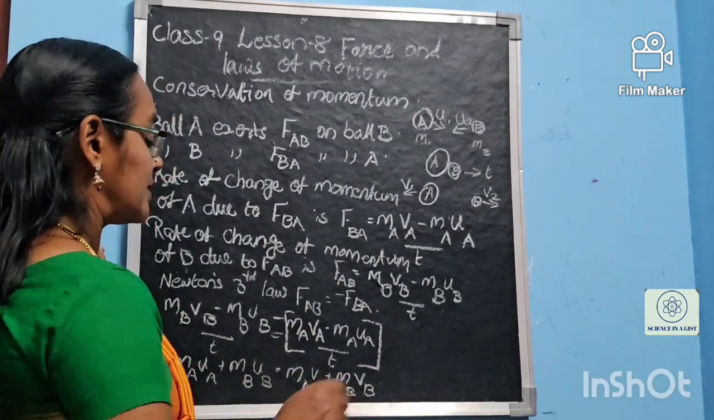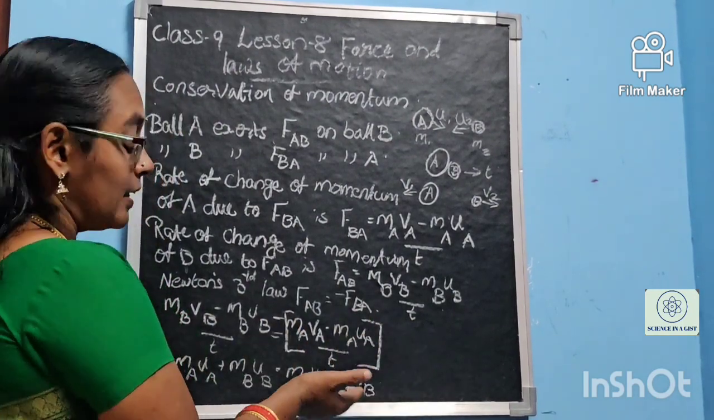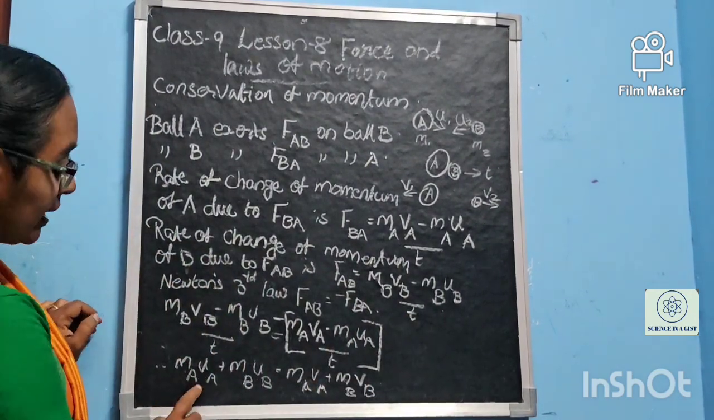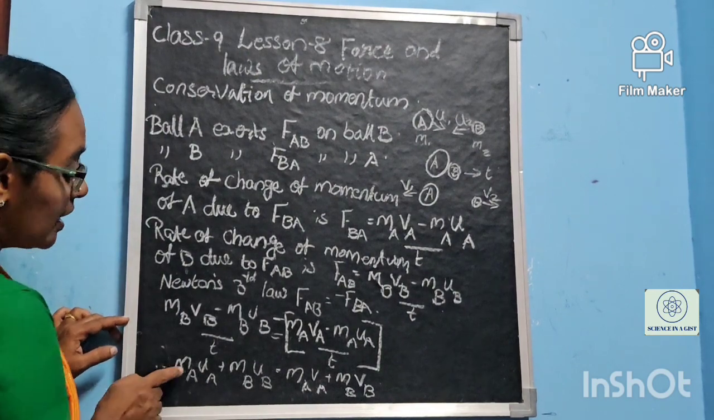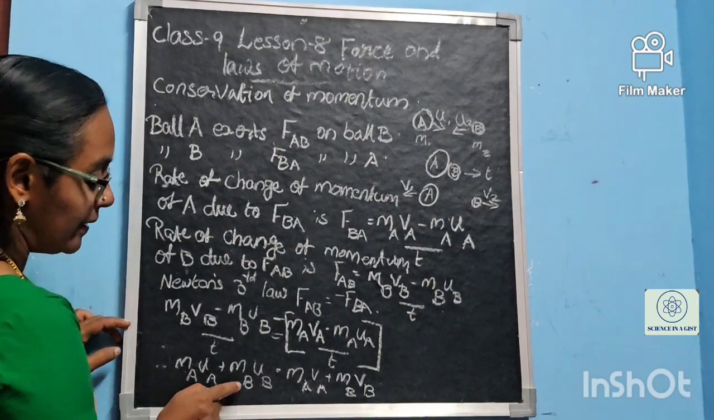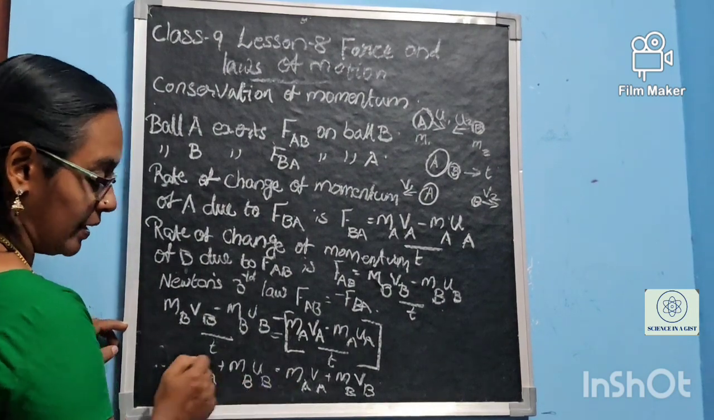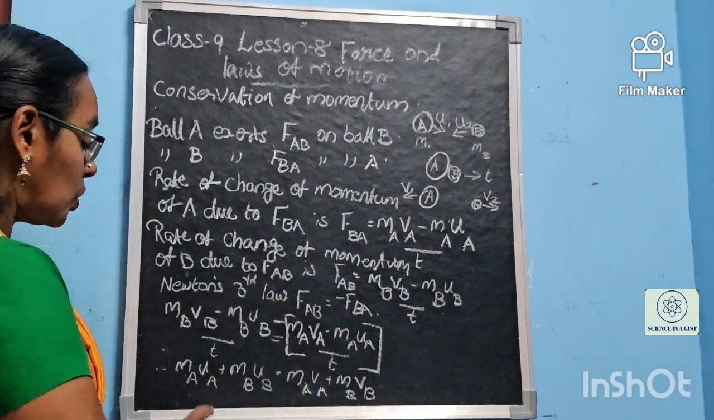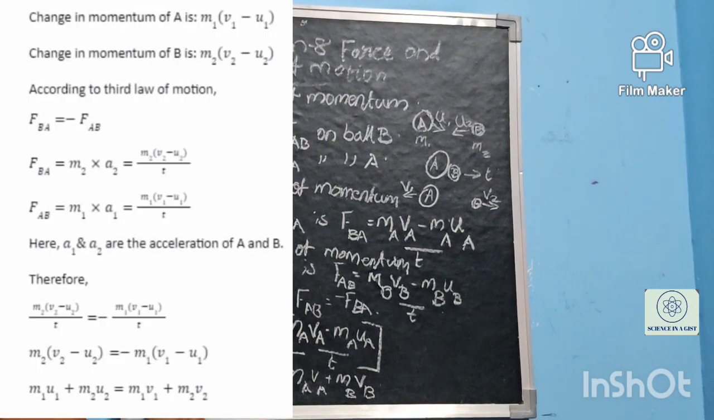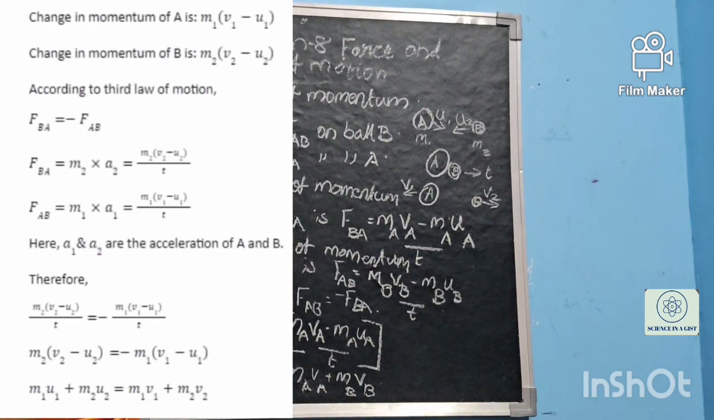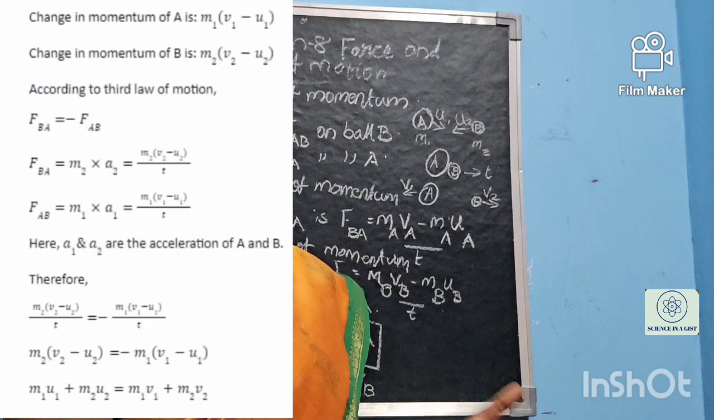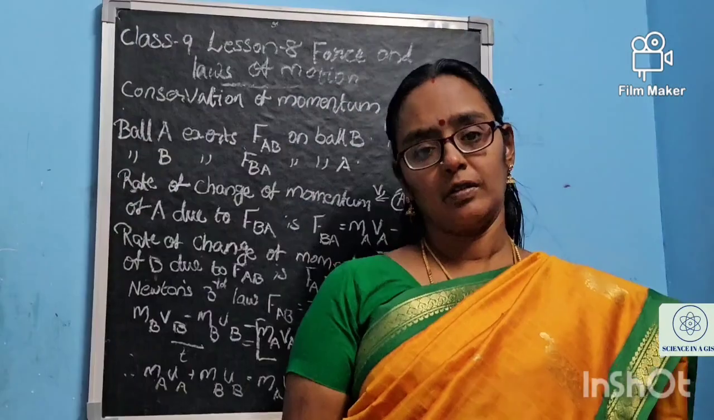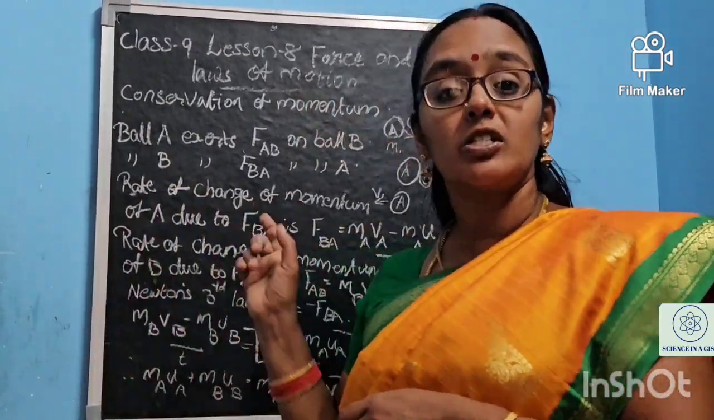So what happens? t cancels out, the negative will go inside, and the A part will come to one side and the B part will go to the other side. Then from that we can find the final answer as mA uA plus mB uB is equal to mA vA plus mB vB. This is what we have to prove. So what are we understanding? The initial velocities and masses together will be equal to the final velocities and masses. So what are we saying? The momentum is conserved.